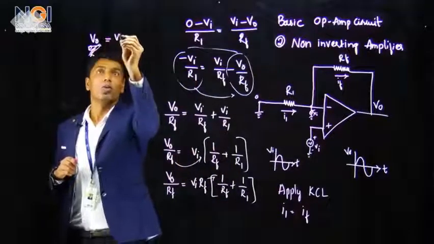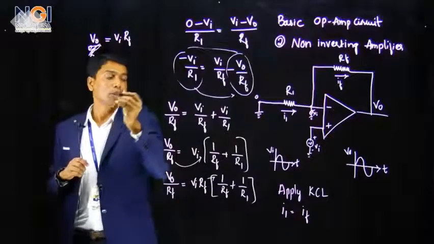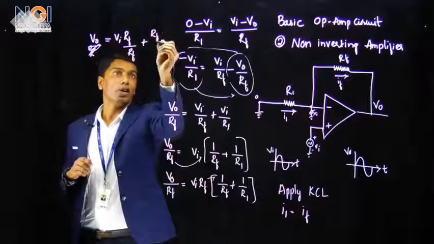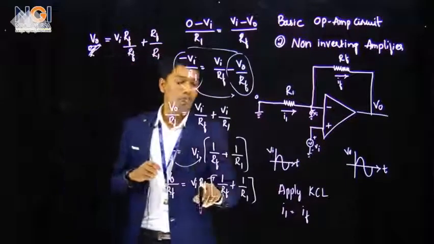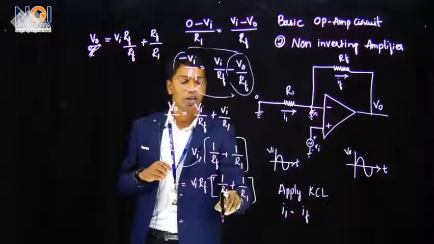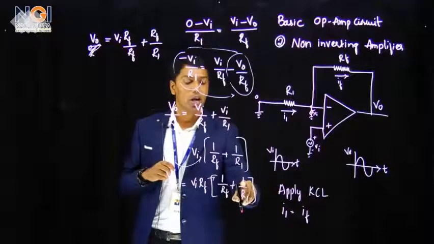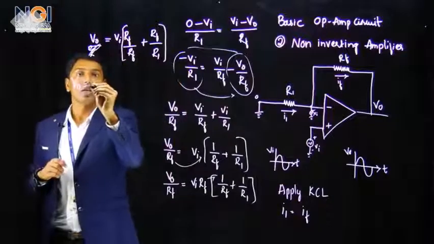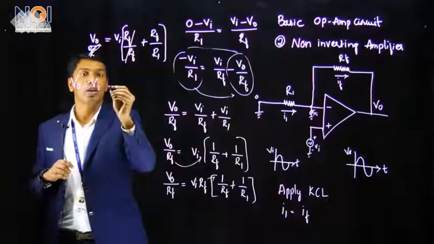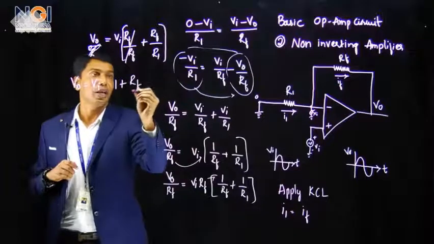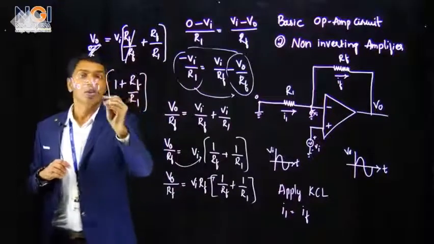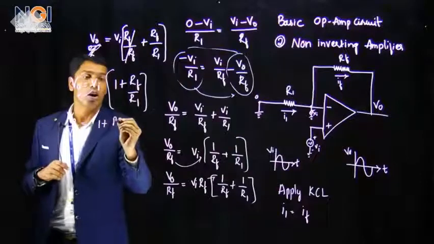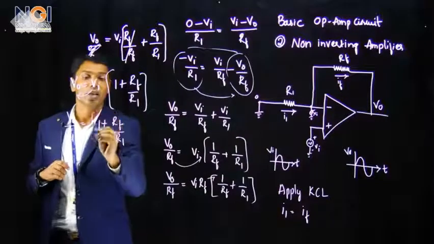V out is equal to V in times RF, multiplied by RF divided by RF plus RF divided by R1. This RF multiplied with this one gives RF divided by RF plus RF into 1 is RF by R1. Therefore, V out is equal to V in times 1 plus RF by R1. This V in I will send to this side. V out divided by V in is equal to 1 plus RF by R1. This is the final answer.